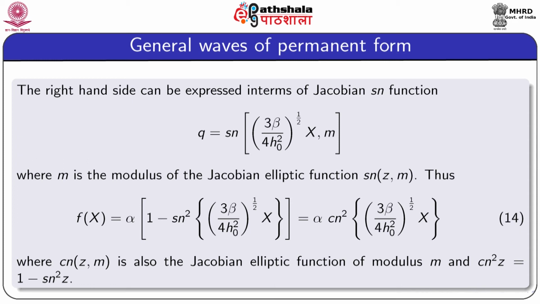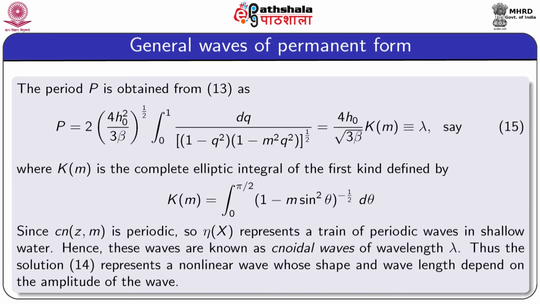and this Cn is called the Jacobian elliptic function and it is of modulus m, where we have used the relation Cn square z equals 1 minus Sn square z. It is to be noted that this Cn function is a periodic function. Since Cn is periodic, f of x becomes periodic. Therefore, the solution of the KdV equation becomes periodic and the period P can be obtained from equation 13.